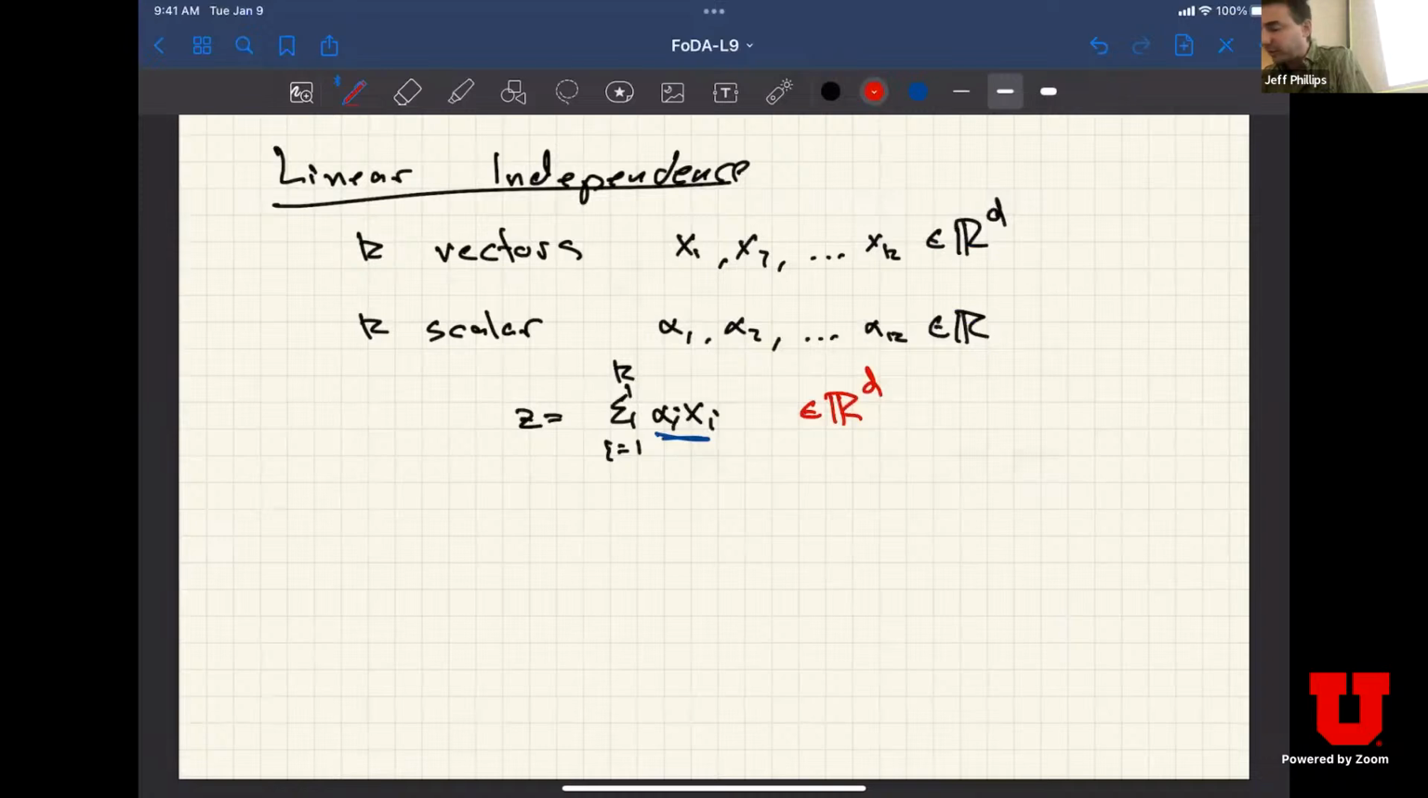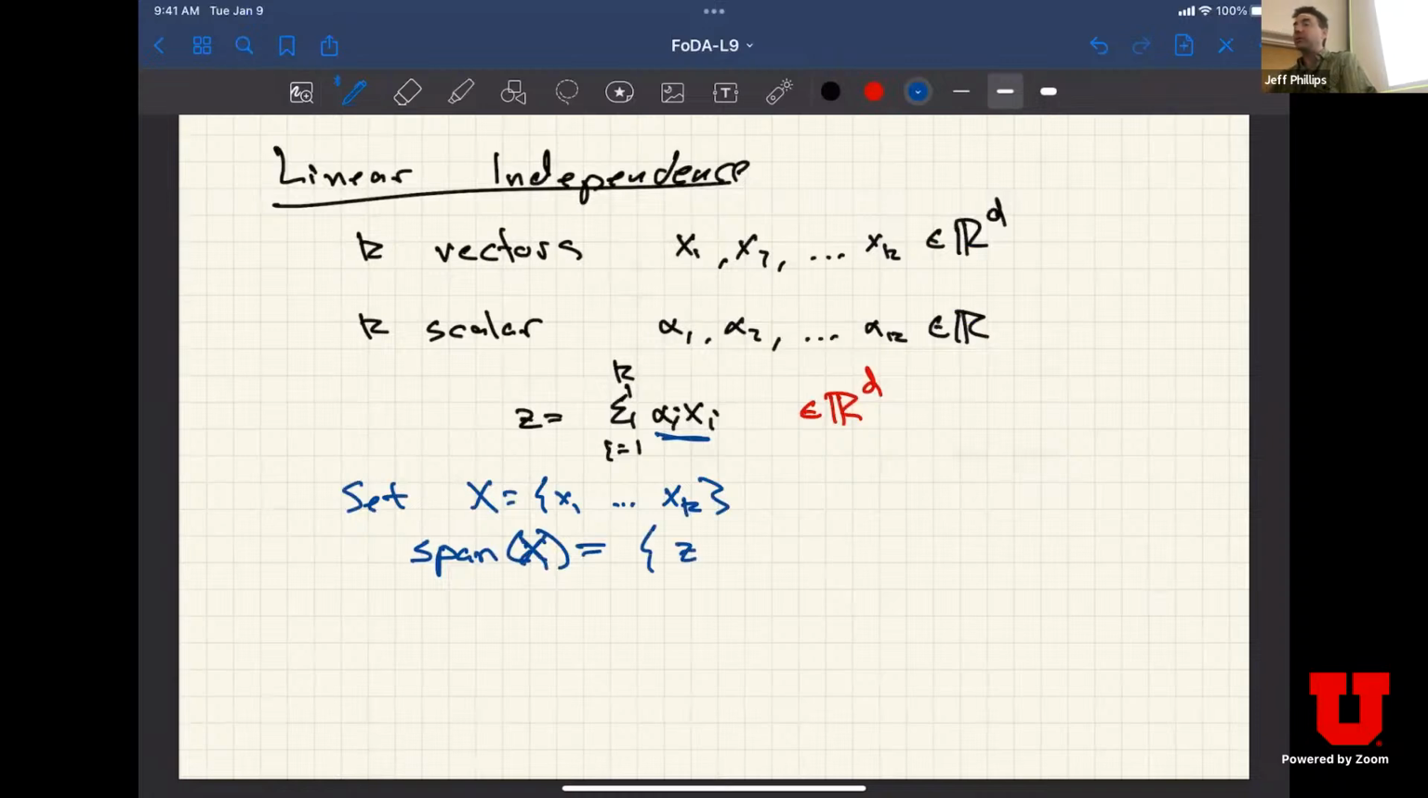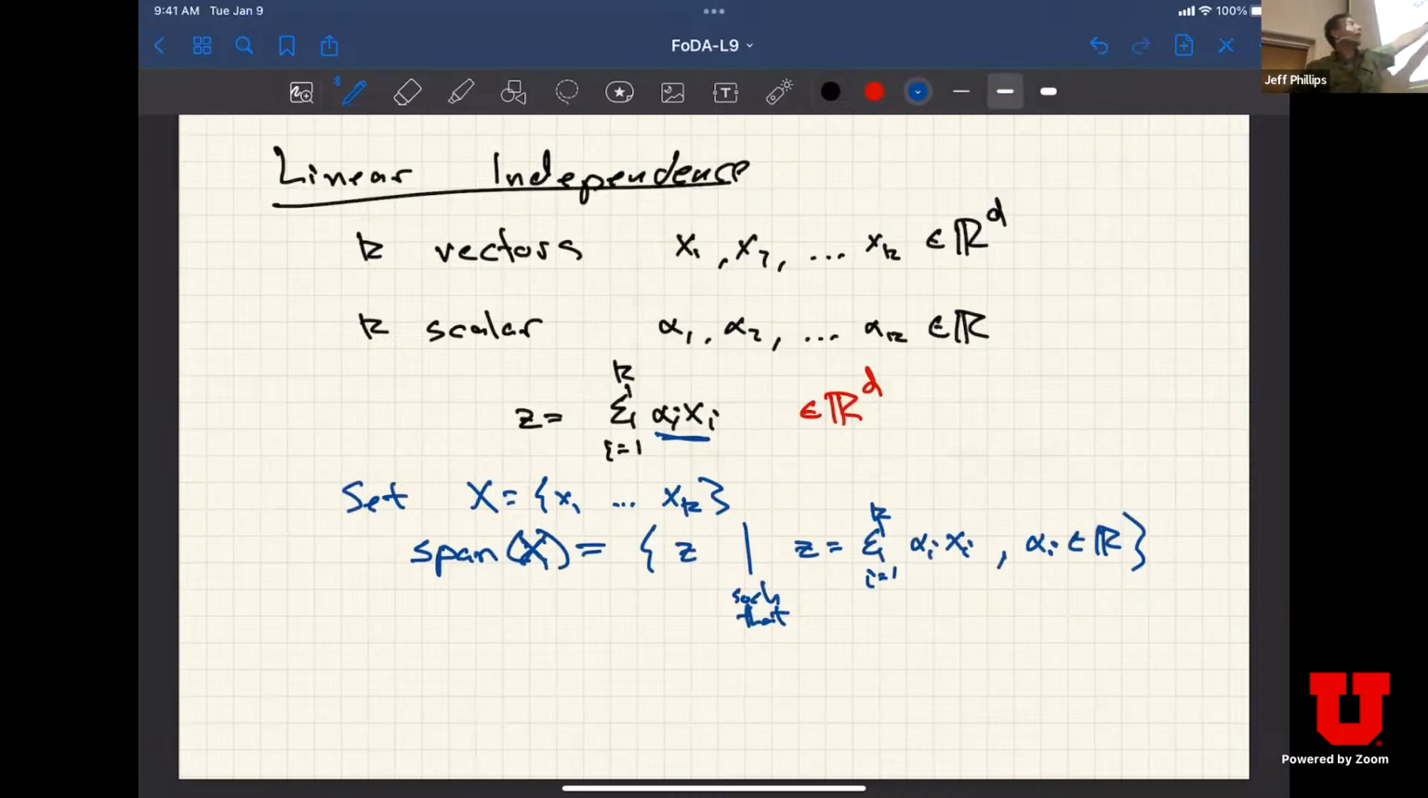Okay, so if I have this set of vectors x, right, this is my x1 up to xk, then think about all the z's I can get. This is known as the span of x. The span of the set x is the set of all the values of z such that the following is true: I can write z as the sum from i equals 1 up to k of alpha i xi for some choice of these values of alpha. So the span of x is the set of all the z's I can get with these linear combinations of the vectors.